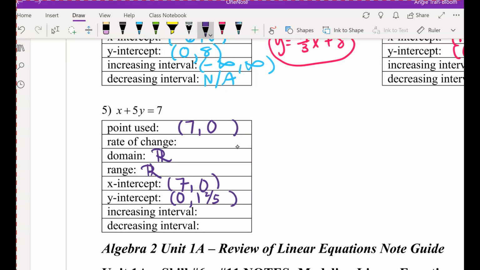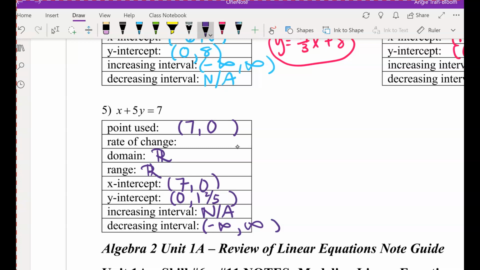Okay, as we're taking a step to the right, look at the graph. Did the y go up or down? Down, you said? Okay, so that is decreasing. That means NA for increase. Decreasing, how do we write that? Negative infinity to positive infinity.